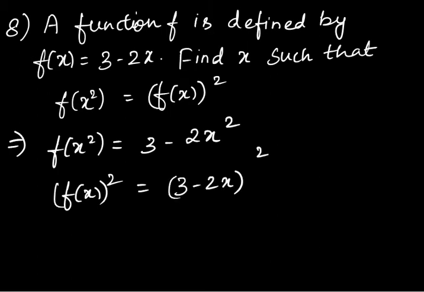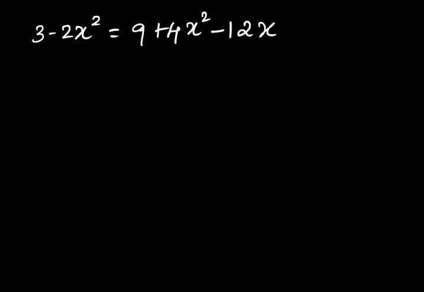Expand it using the formula a minus b the whole square. We get a square is 3 square, 9, and b square value will be plus 4x square, minus 2ab. So minus 2 into 2, 4, 4 3s are 12, so 12x. So write f of x square value, that is 3 minus 2x square, and f of x the whole square value, that is 9 plus 4x square minus 12x. You need to find the value of x. So let us equate these values together.